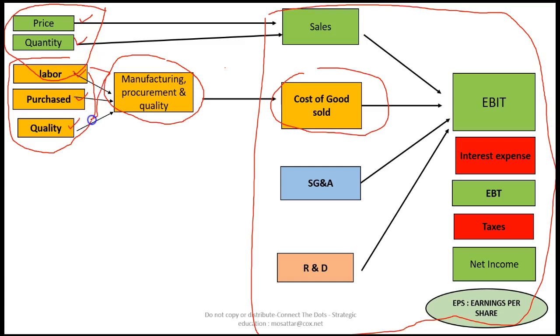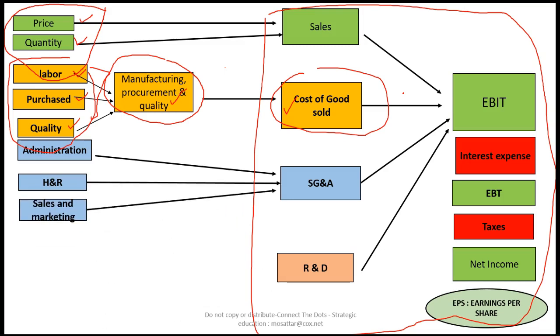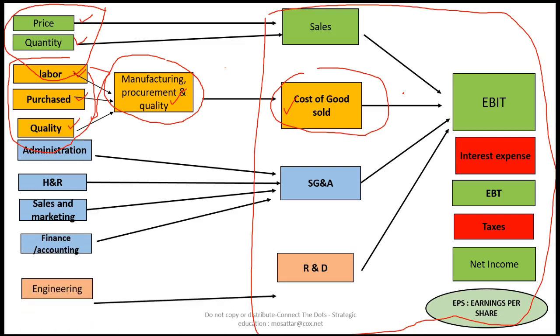Because if these get better, obviously your budgeting is getting better and this is getting better. Okay. Similarly, if you look at some of the SG&A functions, which basically is your administration and management type people, you've got HR, you have finance, sales and accounting, marketing, finance and accounting, and then eventually engineering.